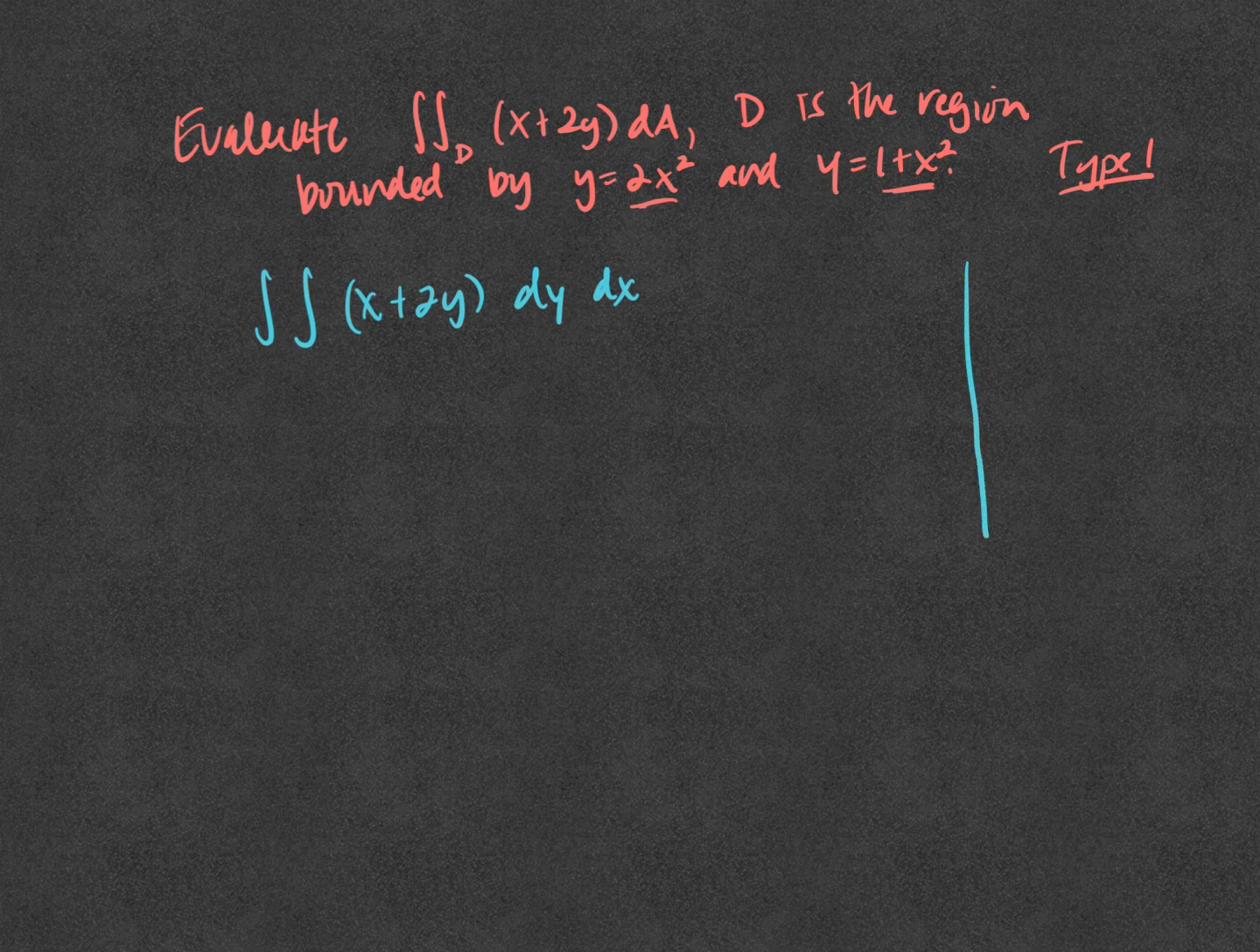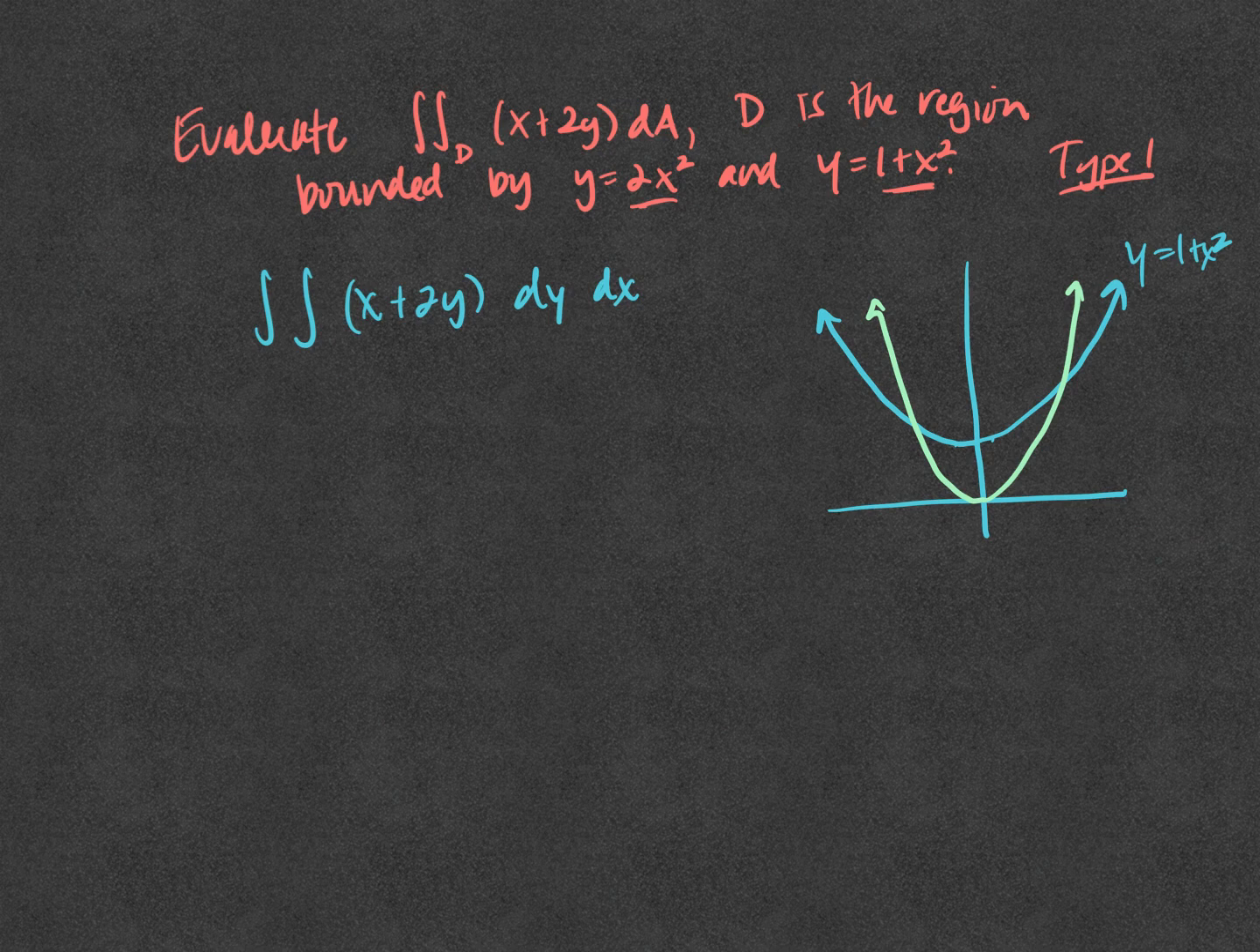So let's talk about y equals 2x squared and y equals 1 plus x squared. Y equals 1 plus x squared is a parabola which moves up 1 and looks like this. So this is y equals 1 plus x squared. And then y equals 2x squared is a skinnier parabola that comes through like this. We could say stretched.